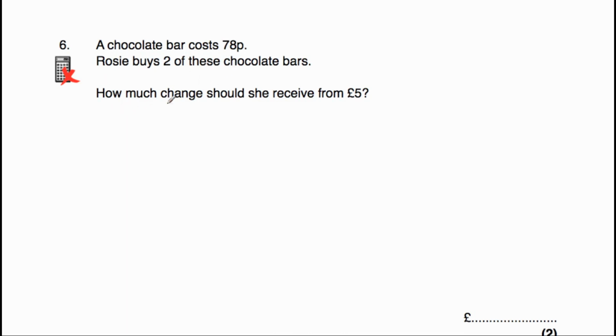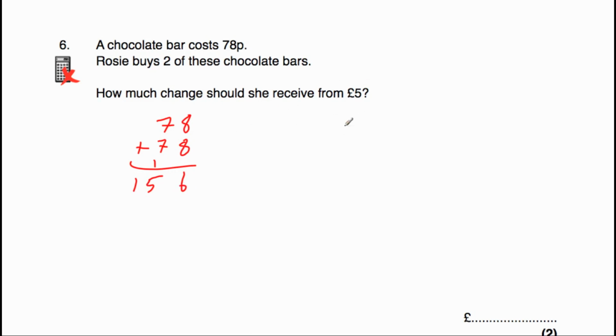And we're asked how much change should she receive from £5? So let's first of all find the cost of 2 chocolate bars. So we've got 78p plus 78p, and that will tell us the cost of 2 chocolate bars. So 8 plus 8 equals 16, put our 6 down, carry our 1, and 7 plus 7 is 14, plus 1 is 15. So the 2 chocolate bars cost 156 pence, or £1.56.